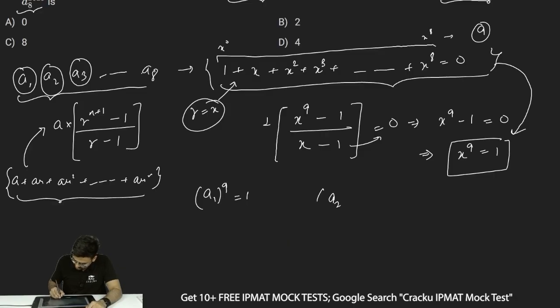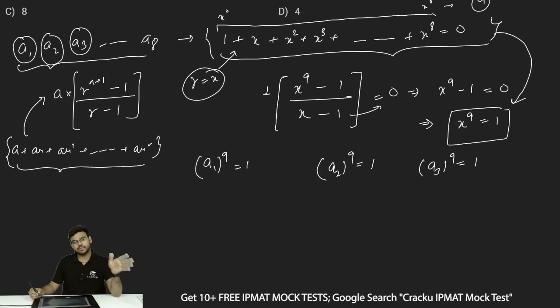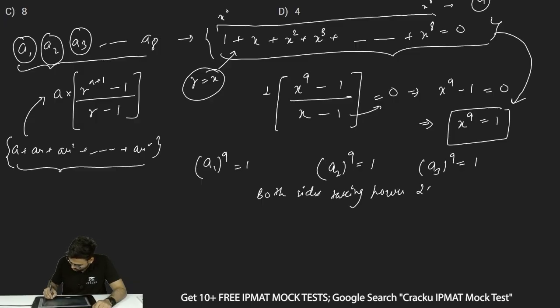Similarly, a2 to the power 9 is equal to 1. a3 to the power 9 is equal to 1. I'll just take 3 values. Now what will happen? If I take the power 225 on both sides, taking power 225.